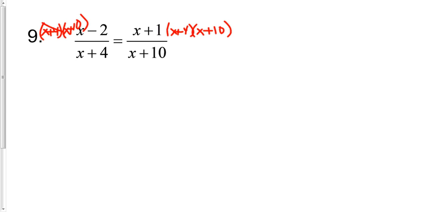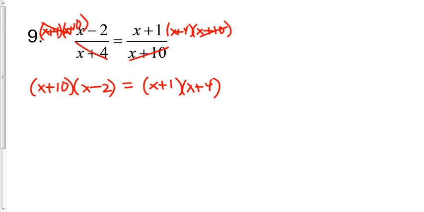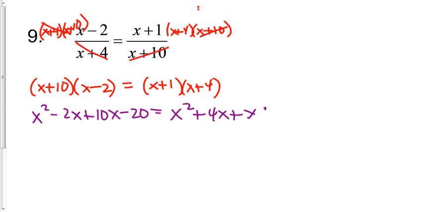Okay, so now let's do our canceling. On the left, the x plus 4's cancel out, and what I have is x plus 10 times x minus 2. Make sure you write those in parentheses. We're going to have to use FOIL there. On the right side of the equal sign, the x plus 10's cancel out, and we have x plus 1 times x plus 4. Okay, now we're set up and we're ready to FOIL, so let's go ahead and do that. We get x squared minus 2x plus 10x minus 20 equals x squared plus 4x plus 1x plus 4.